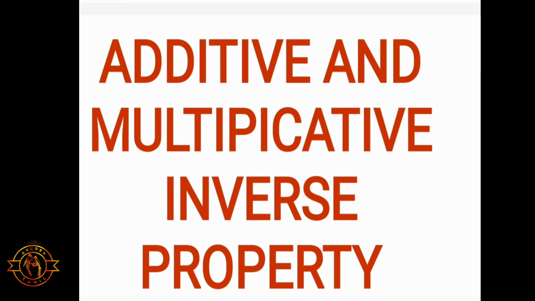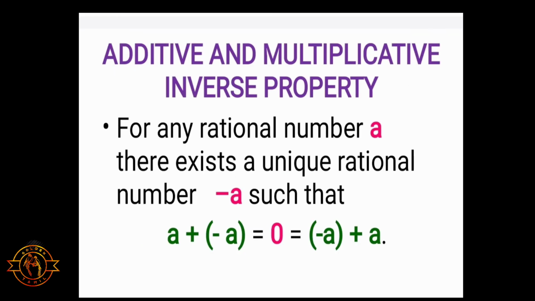And next we are going to see the additive and multiplicative inverse property. For any rational number a, there exists a unique rational number minus a such that a plus minus a is equal to 0, which is equal to minus a plus a.